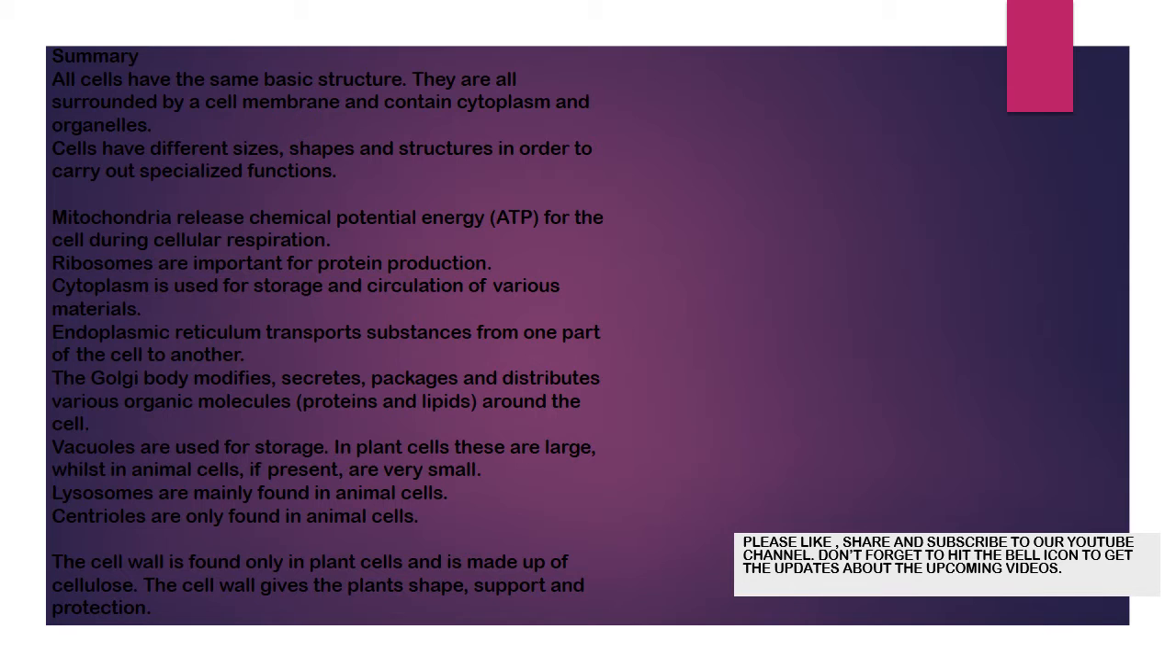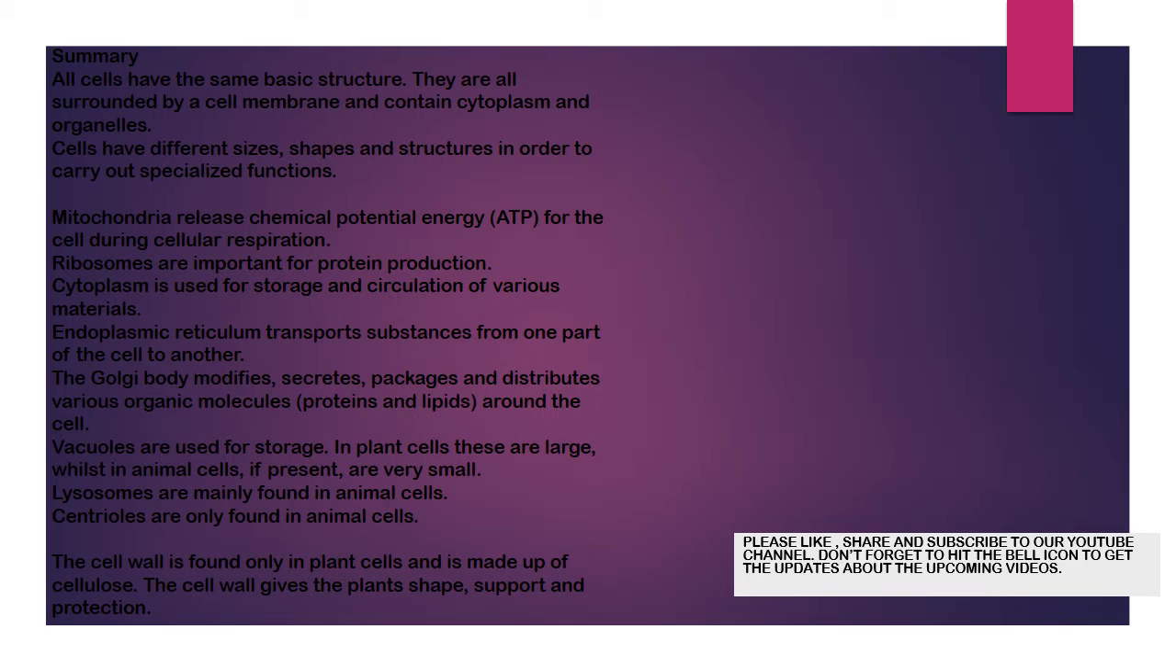Mitochondria release chemical potential energy in the form of ATP molecules for the cell during cellular respiration. Ribosomes are important for protein production. Cytoplasm is used for storage and circulation of various materials. Endoplasmic reticulum, on the other hand, transports substances from one part of the cell to another. The Golgi body modifies, secretes, packages, and distributes various organic molecules, that is, proteins and lipids, around the cell.